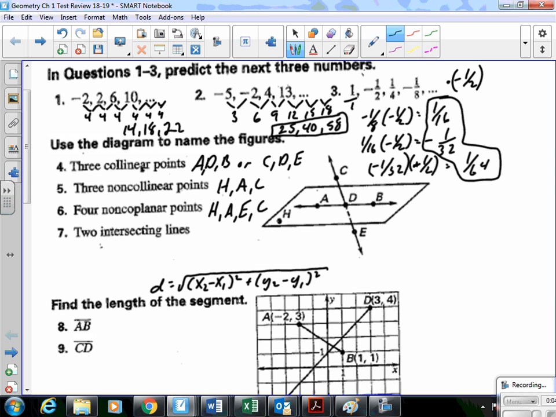Then 2 intersecting lines. There's only 2 lines in the picture. So you got line CE and line AB. Remember, when you're naming a line, you put the little line symbol over the 2 letters.